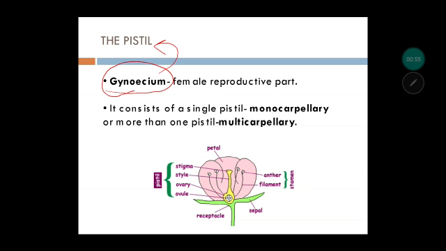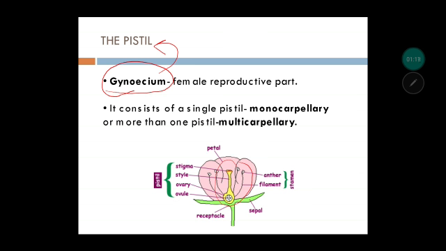Just a recap of the diagram of a flower. You can see over here, this whole yellow portion is the pistil. This surface is the stigma, this long filament is the style, the round structure is the ovary, and inside it is the ovule. Together it is called a pistil.